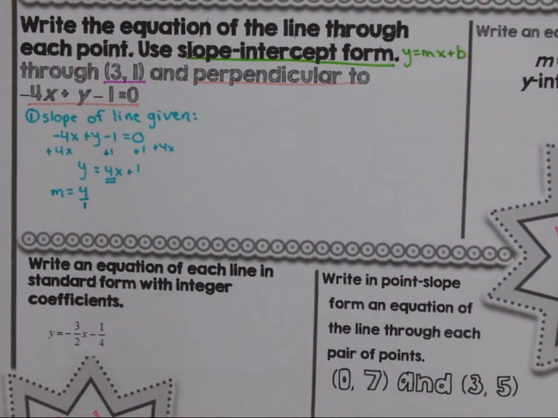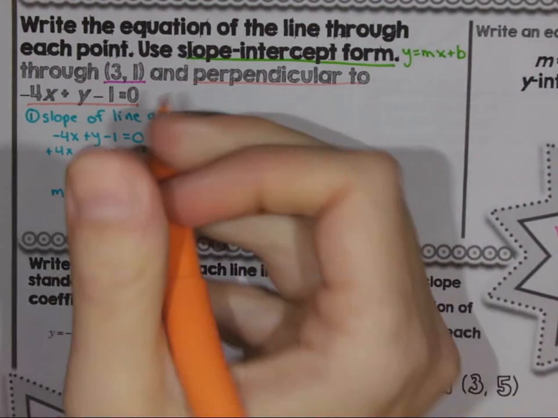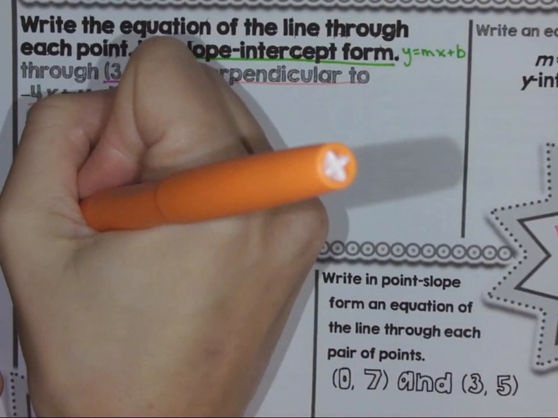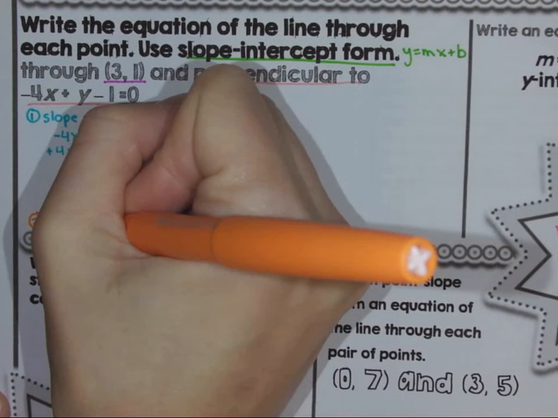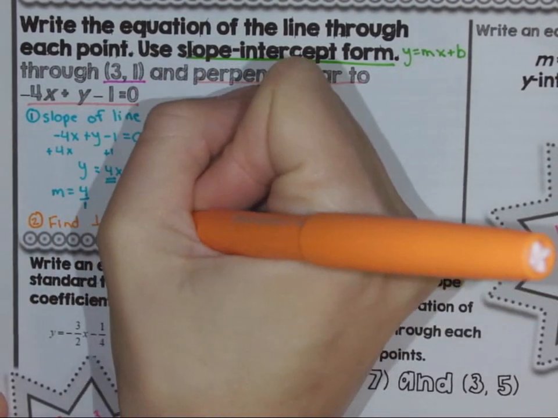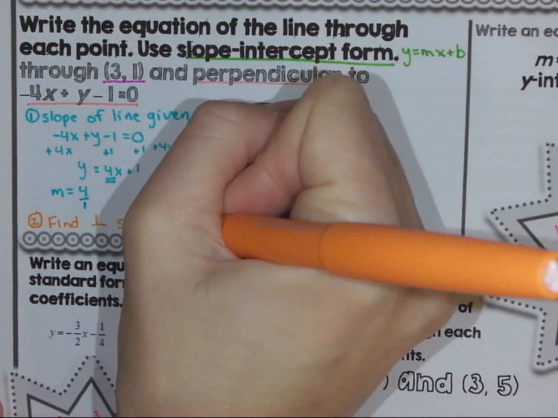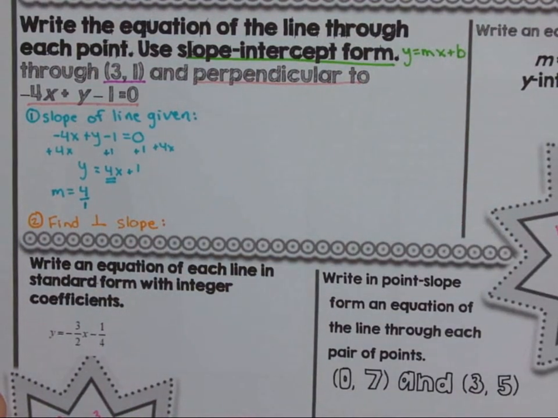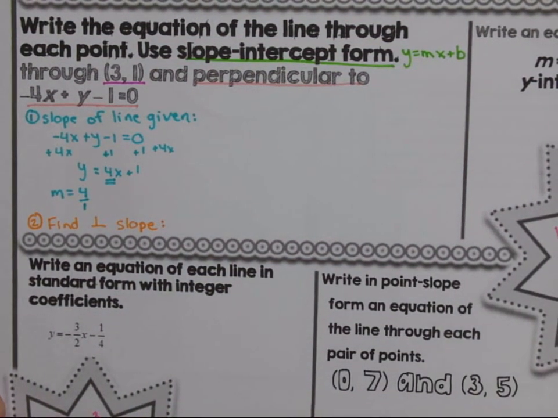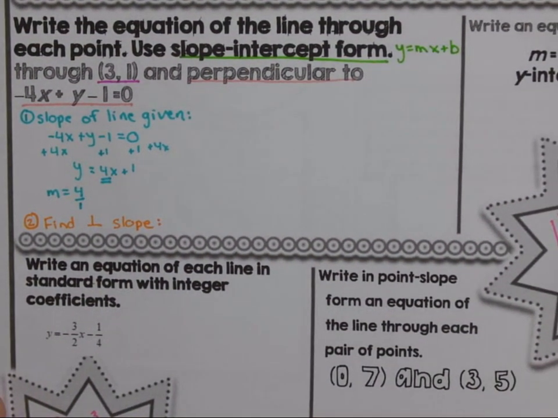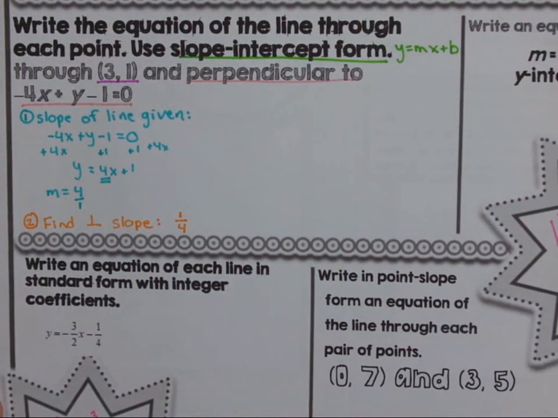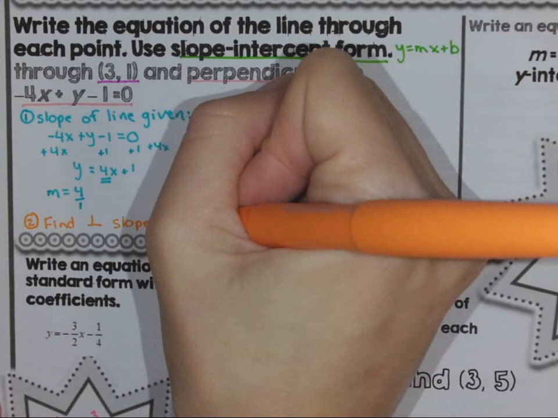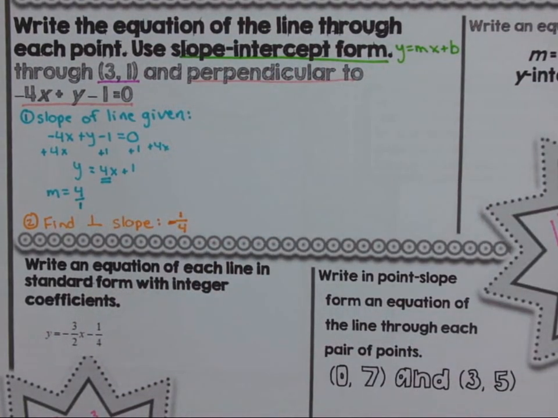So once we identify the slope of the line given, the second thing I'm going to do, whether you write it or you kind of do it in your head, is find the perpendicular slope. Remember that upside down T is the symbol for perpendicular. So I'm looking now to find the perpendicular slope, which we said we're going to flip the fraction and make it 1/4, and then use the opposite, so it's going to be -1/4.